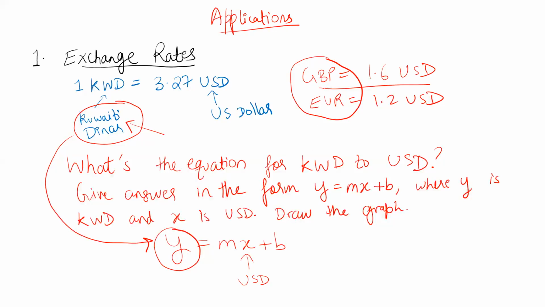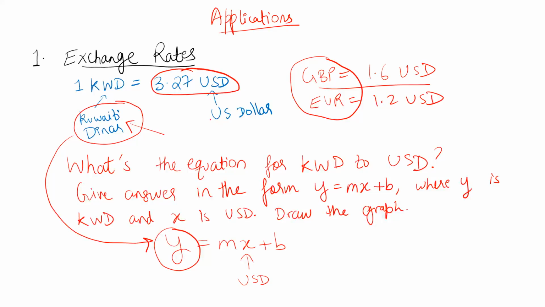So when we compare currencies with the US dollar, it turns out that the Kuwaiti dinar has this exchange rate of 3.7 USD. What this means is, if I give you one Kuwaiti dinar, how many US dollars would you give me?